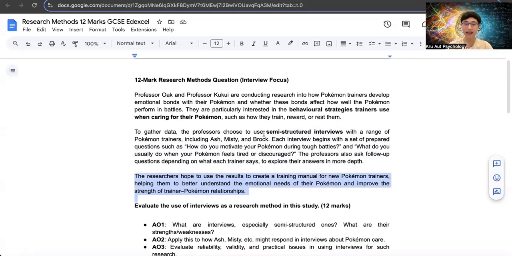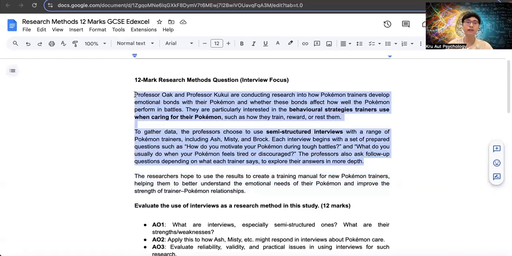Okay, we know what type of interview it is. We know what it's about. Okay, the final paragraph really isn't that involved in interviews. So the two main paragraphs would be these. So we know what they are interviewing about. We know the type of interview. We have examples of questions for us to relate to AO1, AO2, and AO3 in this 12-mark question.